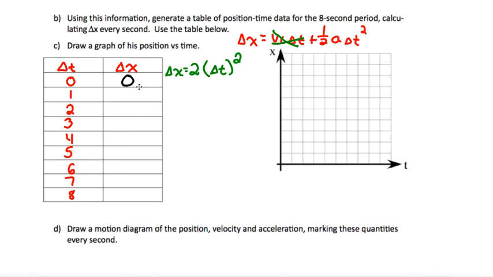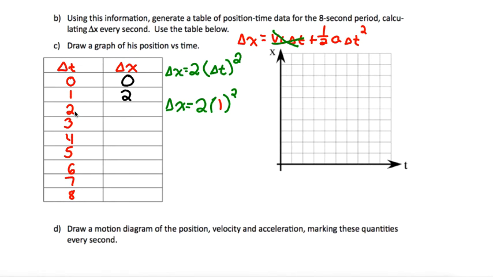Alright, now let's try a time of 1. I'm actually going to plug this in to show you what it looks like. So for a time of 1, delta x will equal 2 times that time of 1 squared. Alright, so our first step is to square the 1. When you square 1, your answer is still just 1. So then you have 1 times 2. So that will give you a final answer of 2. Okay, you continue this with each of the other times. I'll do one more with you and then I'll let you get going.